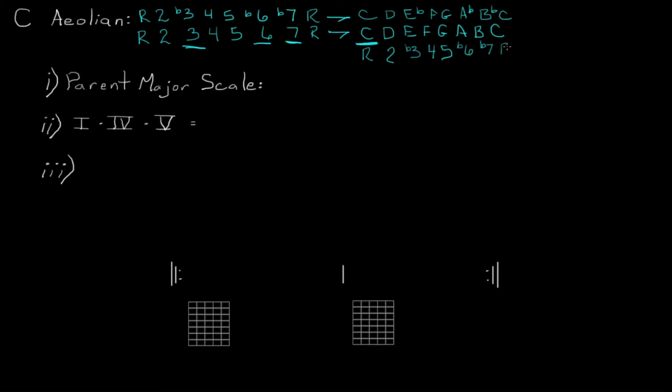And then we're back to a root. So the formula comes from doing a parallel comparison of Aeolian to the major scale. Okay.